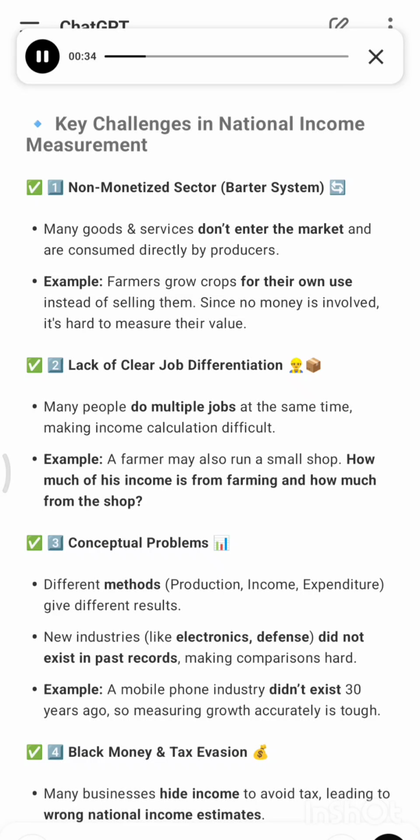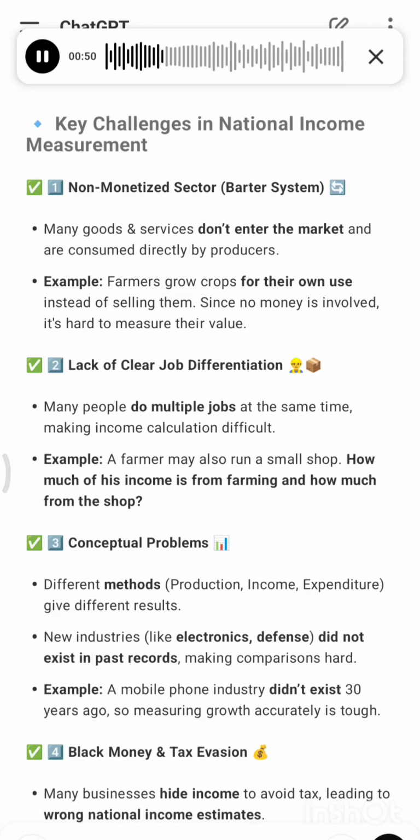2. Lack of clear job differentiation. Many people do multiple jobs at the same time, making income calculation difficult. Example, a farmer may also run a small shop. How much of his income is from farming and how much from the shop?